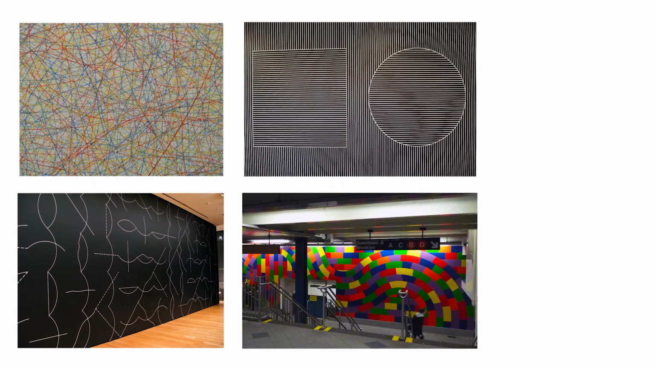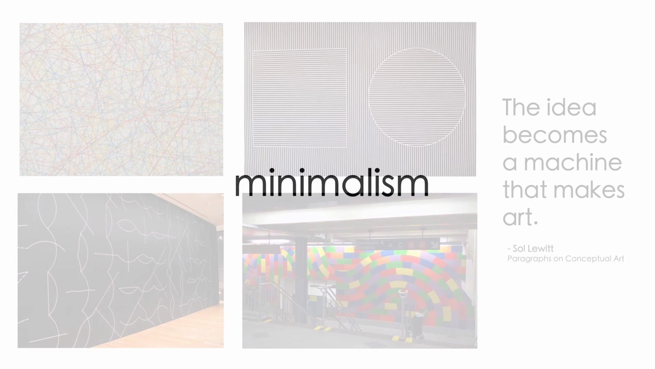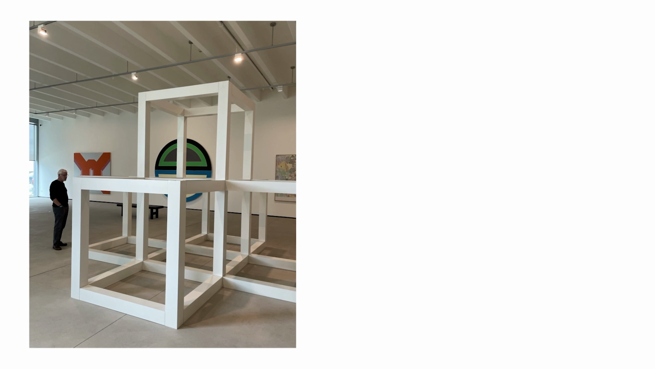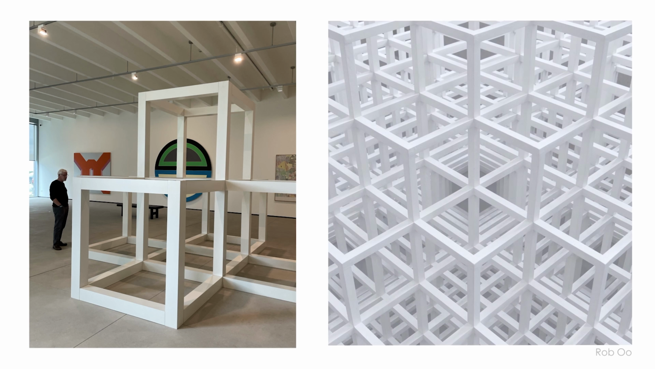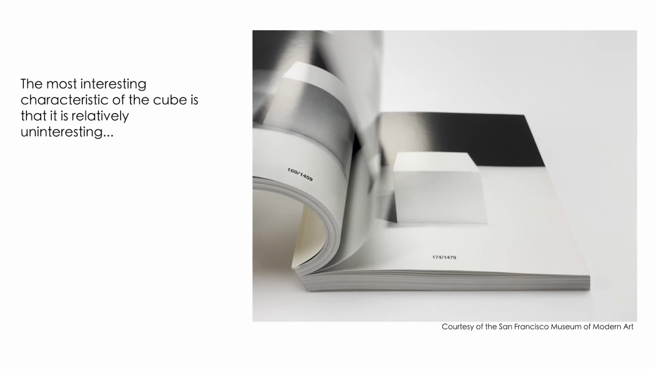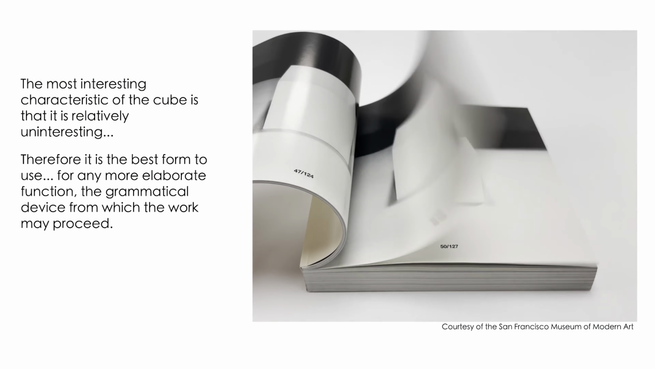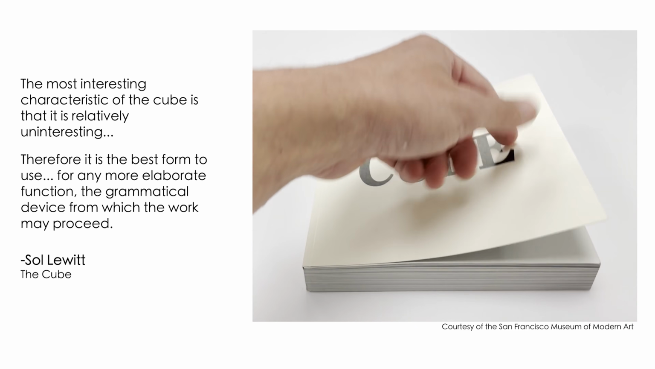In perhaps his most well-known quote, LeWitt said, "The idea becomes a machine that makes art." Minimalism is, to some degree, exactly what it sounds like. LeWitt's work uses very minimal ornamentation. Much of it is flat white because, as he put it, white is less expressive than black. And most of the sculptures are simple geometric forms, like the cube. Of the cube, he wrote, "The most interesting characteristic of the cube is that it is relatively uninteresting. Therefore, it is the best form to use for any more elaborate function, the grammatical device from which the work may proceed."